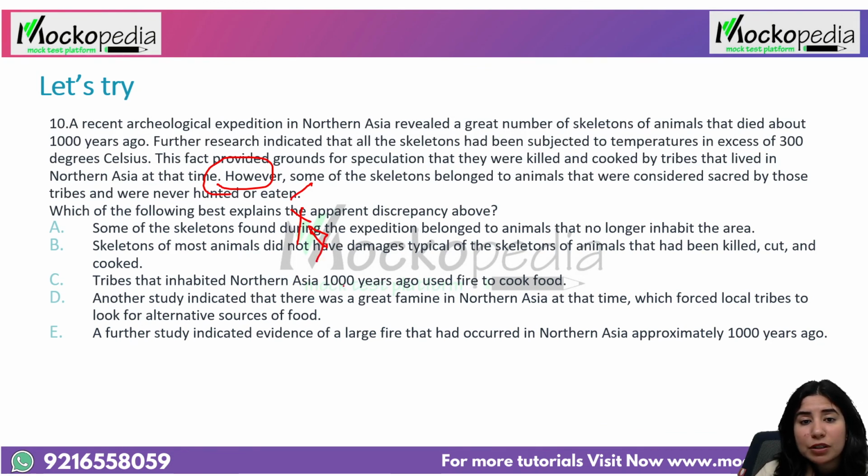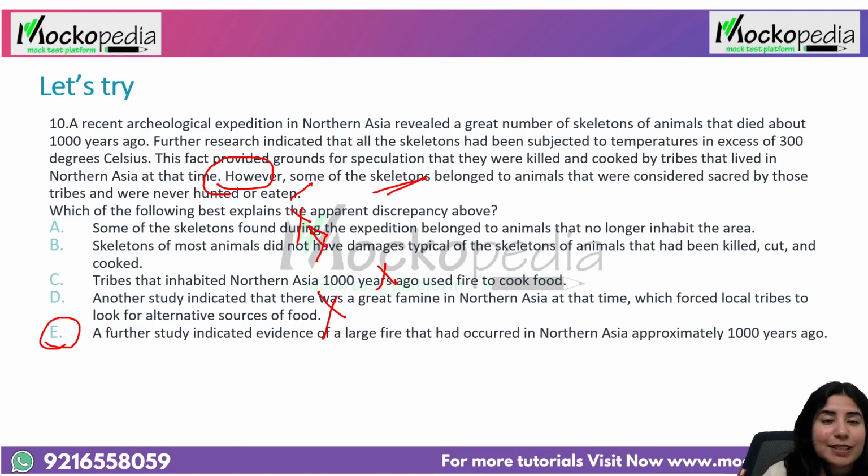Tribes that inhabited northern Asia 1,000 years ago used fire to cook food. Again, this is not contributing. Another study indicated there was a great famine in northern Asia, which forced local tribes to look for alternate sources of food. So now, what to do about the skeletons who were considered sacred and they were never hunted? So these again not providing the resolution. That's why I keep on saying do elimination. So that helps you eliminate all the incorrect choices. Whatever remains shall serve as the right answer. So what we have done is we have already eliminated A, B, C, and D. Now what the only choice that I have is E.